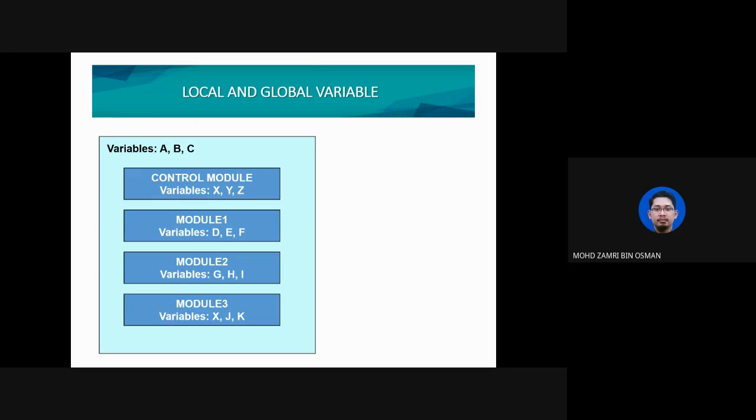So the control module here, the main module, has variables X, Y, and Z. So X, Y, and Z here can be accessed by module 1, 2, and also module 3. But variable D is only applicable in module 1, E only in module 1, and F only in module 1. Similarly, G, H, and I are only applicable in module 2. X, J, K here are only applicable in module 3.